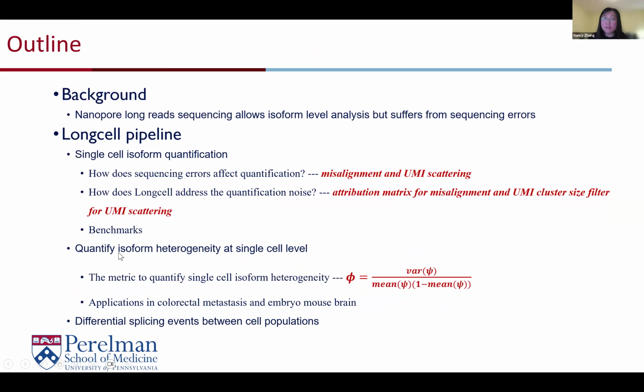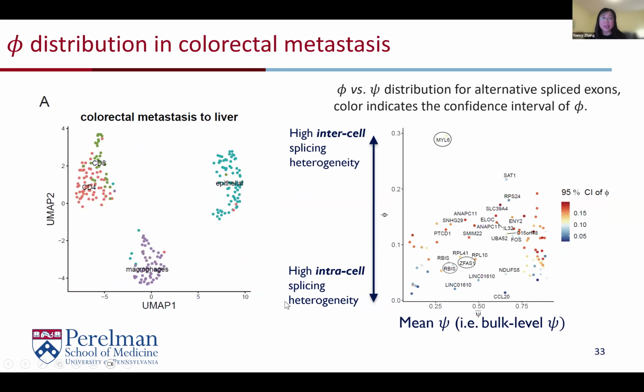Okay, so in terms of how to quantify isoform heterogeneity at the single cell level, we developed this statistical procedure, and then we can apply it to data. So let's look at a few data sets. Here is a colorectal metastasis to liver. It's single cell data. There's macrophages, epithelial, a pretty standard data set.